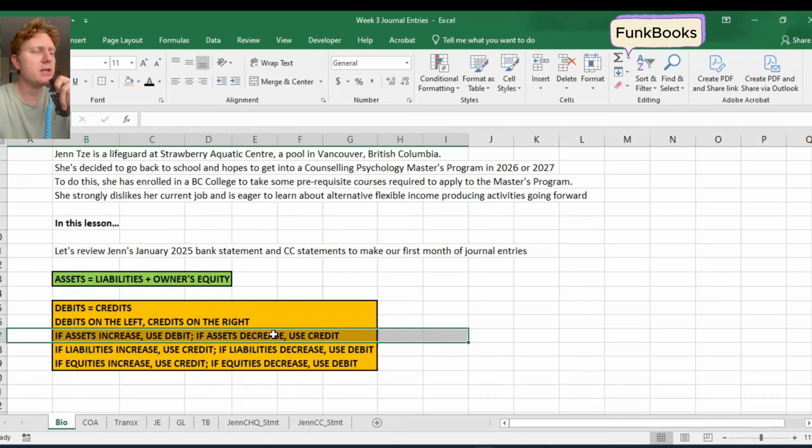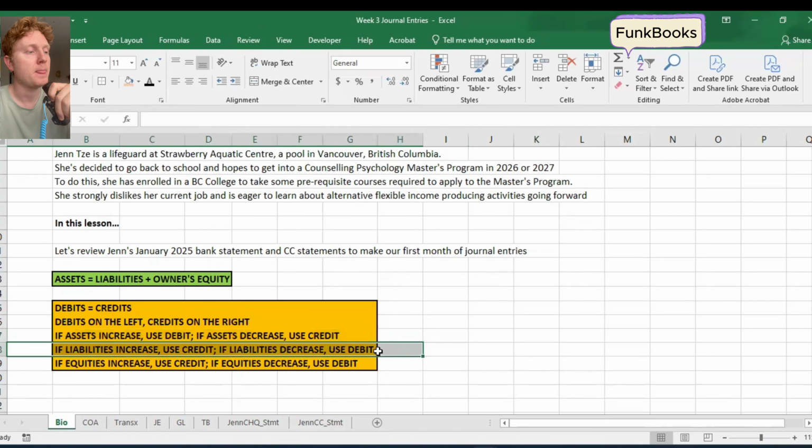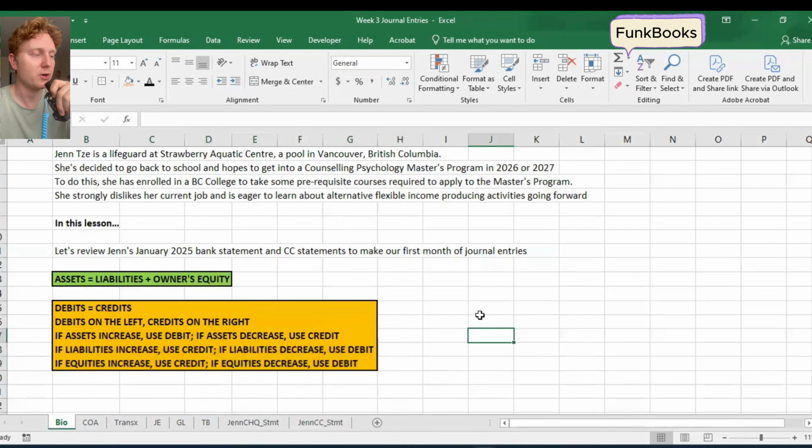If it's a liability we're talking about and it's increasing, then we use a credit. If it's a liability and decreasing, we use debit. And equity is the same, right? Owner's equity. So if owner's equity is increasing, we'll use a credit. And if owner's equity is decreasing, use a debit. Okay, so just save that, have that on the side. We'll be referring to that as we go on.